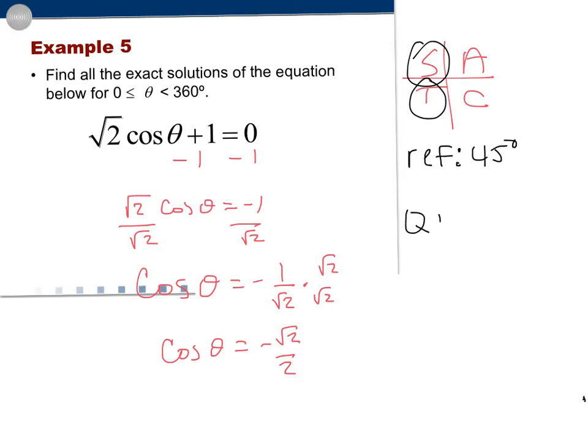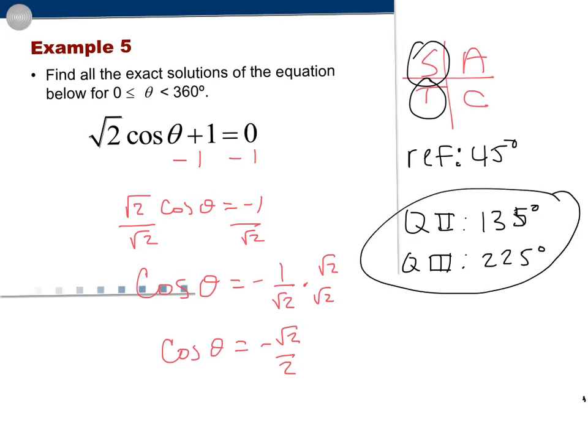So my second quadrant angle is going to be 180 minus 45, which is 135 degrees, okay, and then my third quadrant angle is 180 plus the 45, which gives me 225 degrees.